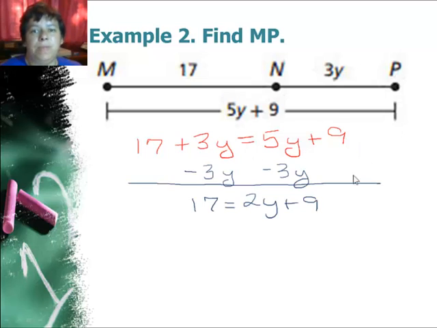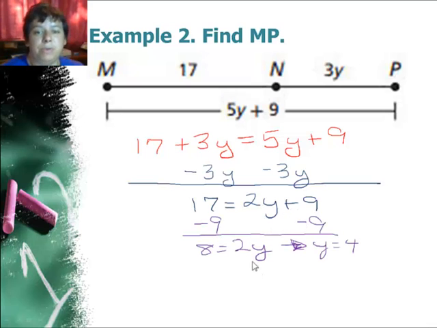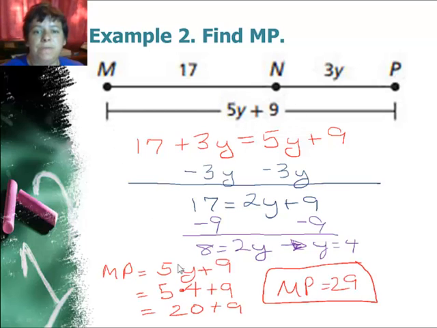This is the whole. Then I put the like terms on the same side, so I move the variables. I subtract 3y from both sides, and I get 17 equals 2y plus 9. I want to isolate the y, so I subtract 9 from both sides, and I get 8 equals 2y, which basically means that y equals 4. My answer, though, is not 4. I need to find the length of MP. So I'm going to use this 5y plus 9 and substitute in the 4. 5 times 4 plus 9, so 20 plus 9 is 29.